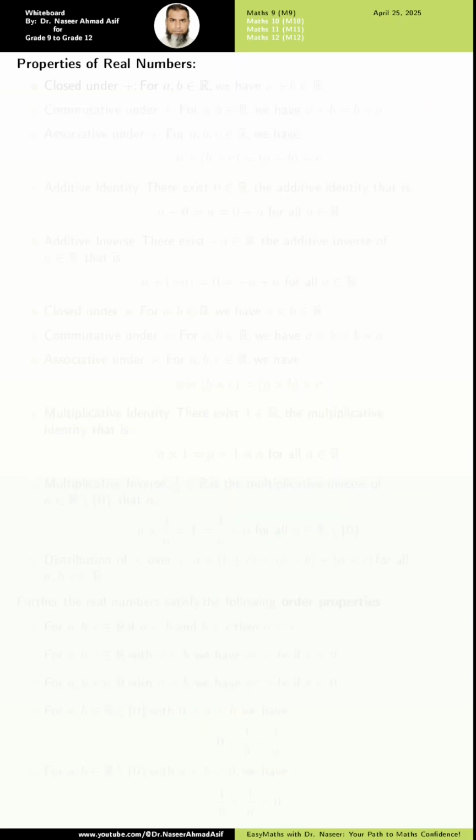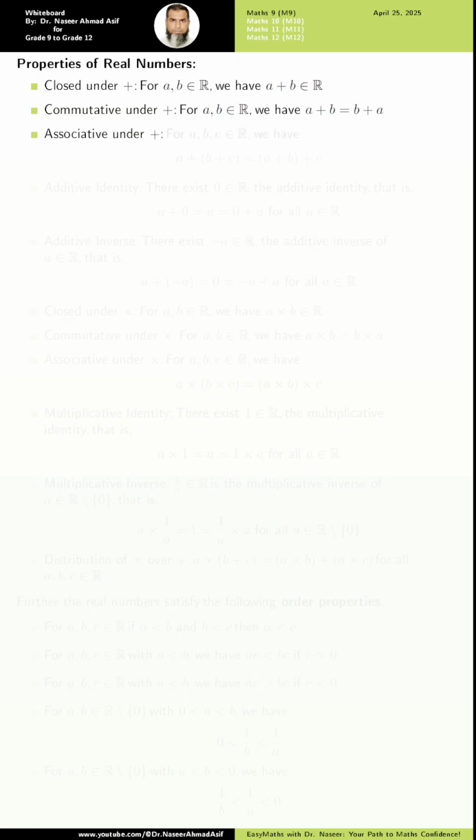Well, see properties of real numbers. Closure under addition. For elements a, b belong to R, we have a plus b also belongs to R. That is, the sum of two real numbers is also a real number. Commutative under addition. For a, b belong to R, we have a plus b is equal to b plus a. Associative under addition. For a, b, c belong to R, we have a plus b plus c is equal to a plus b plus c.